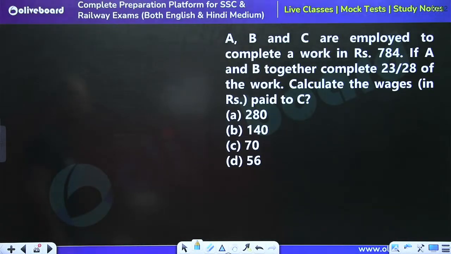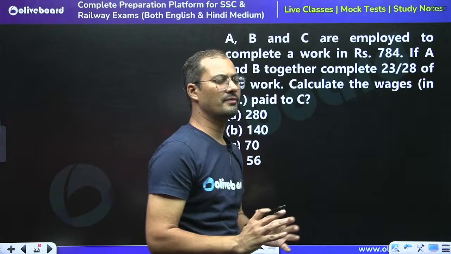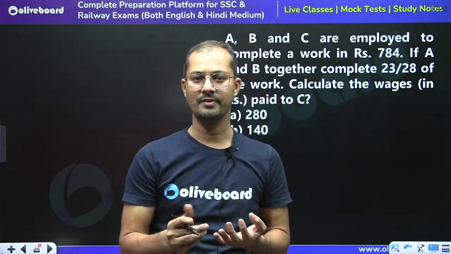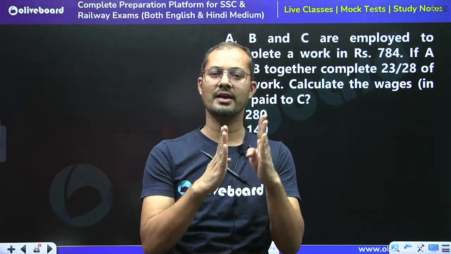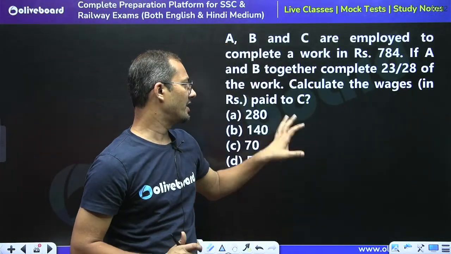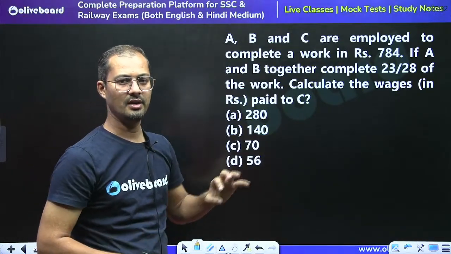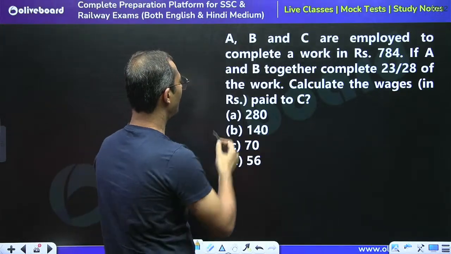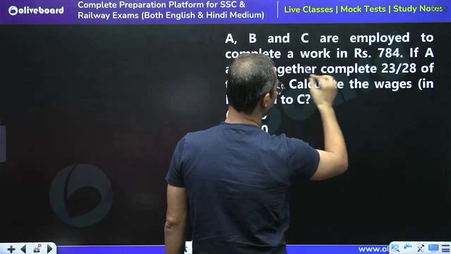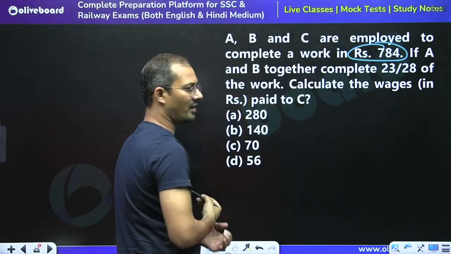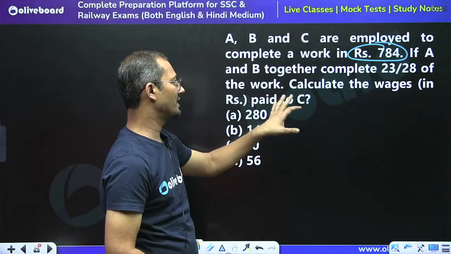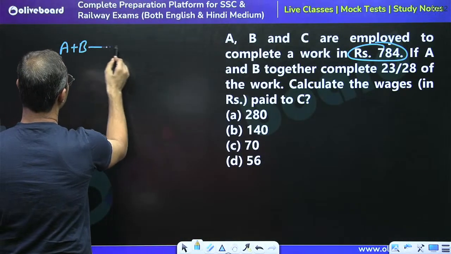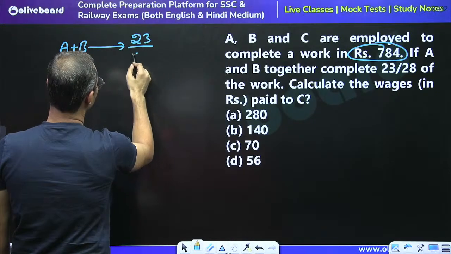Yes, please. We must know, or I think everyone knows, that wages are paid according to efficiency or according to their work, right? If you are doing more work, you will get more payment. Is this clear? So wages or payment are directly related to efficiency. See, A, B, C are employed to complete a work for rupees 784. If A and B together completed 23 by 28 portion, right?